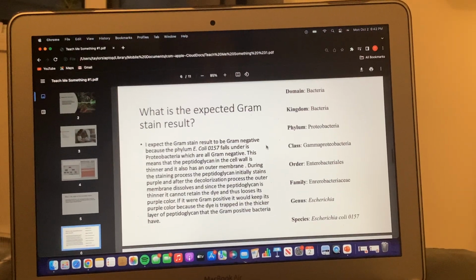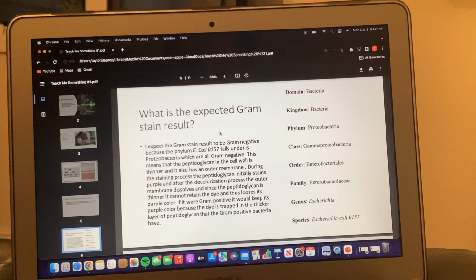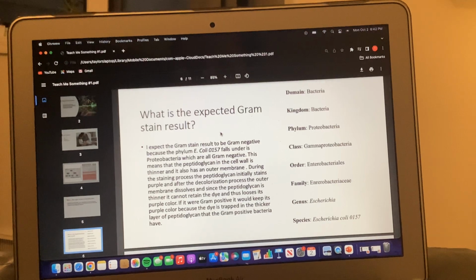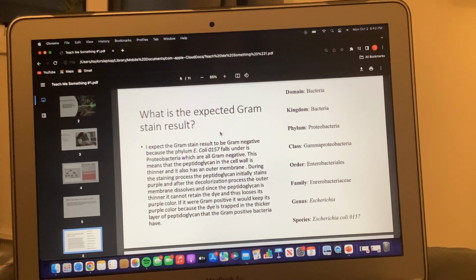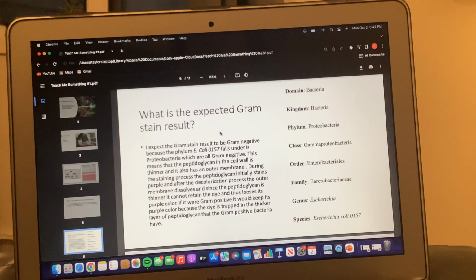What is the expected gram stain result? I expect the gram stain result to be gram negative because the phylum E. coli falls under is proteobacteria, which are all gram negative. This means that the peptidoglycan in the cell wall is thinner and it also has an outer membrane.